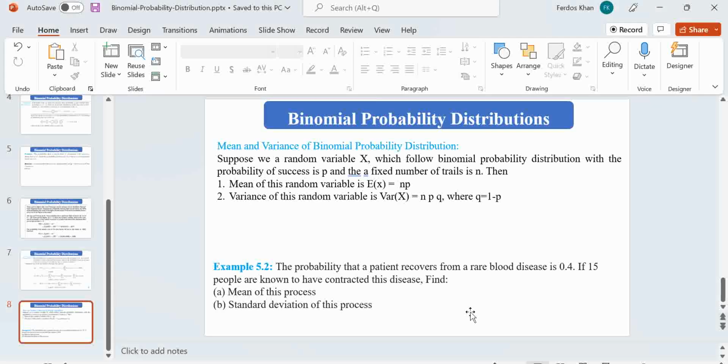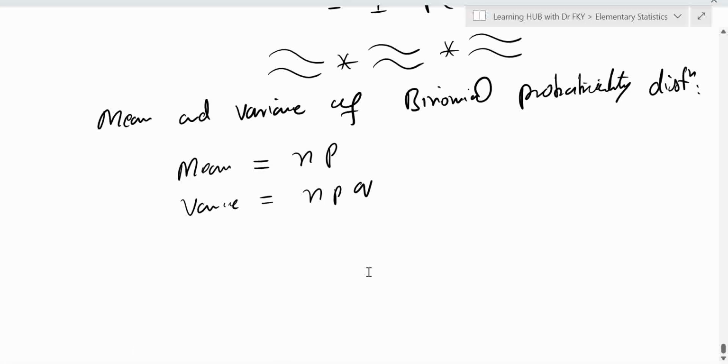So we have a problem here. The probability that a patient recovers from a blood disease is 0.4. If 15 people were known to have contracted this disease, find the mean and standard deviation of this process. This means that the probability of success p is 0.4, and n is 15. So this is a very simple problem. In this problem, n is equal to 15, p is equal to 0.40.